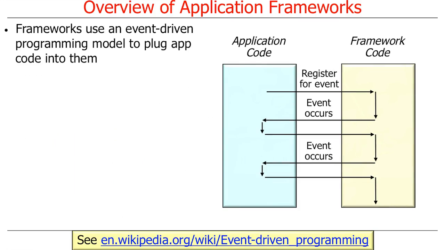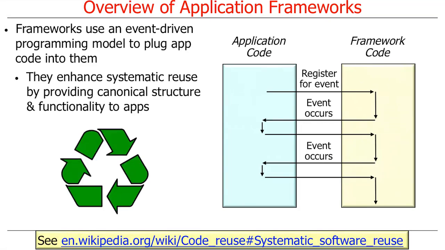Frameworks internally use an event-driven programming model that makes it easier to plug application code into the reusable portions of the framework. They're important because they help to enhance systematic reuse by providing canonical structure and functionality to apps, so the apps don't have to rewrite that functionality and structure from scratch.